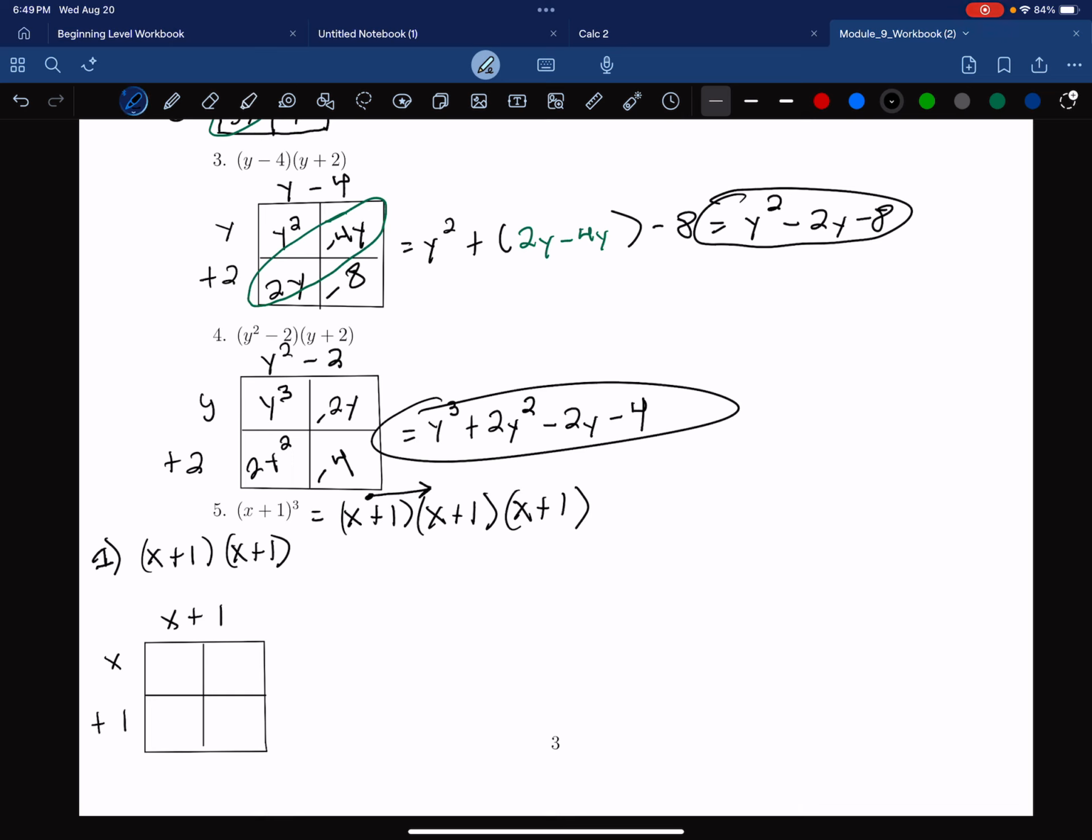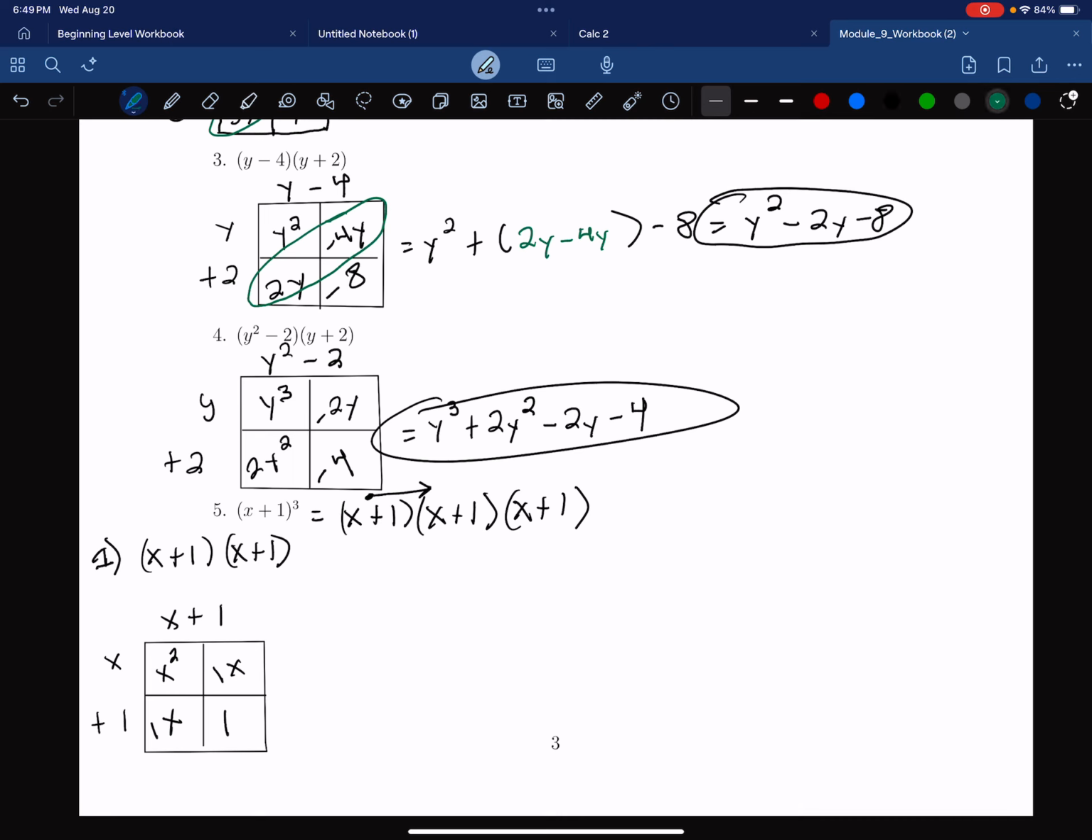So here in this square, we have an x times x. So x times x, remember that equals x squared. And then here in this box, we have x times 1, which is 1x. And then here in this box, we have 1 times x, which is also 1x. And then here in this box, we have a 1 times 1, and 1 times 1 is 1.